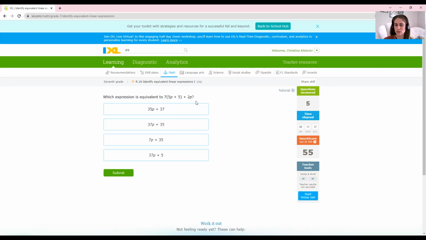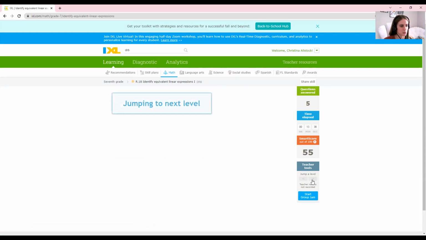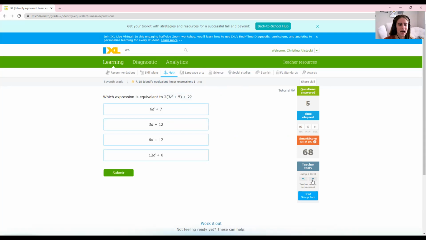All right, this one's pretty similar. Let's see if we can find one that's a little bit different. Here we go. This is a good one. Let's try this one out. 2 times the quantity of 3d plus 5 plus 2. All right. So with this, we need to find an equivalent expression.